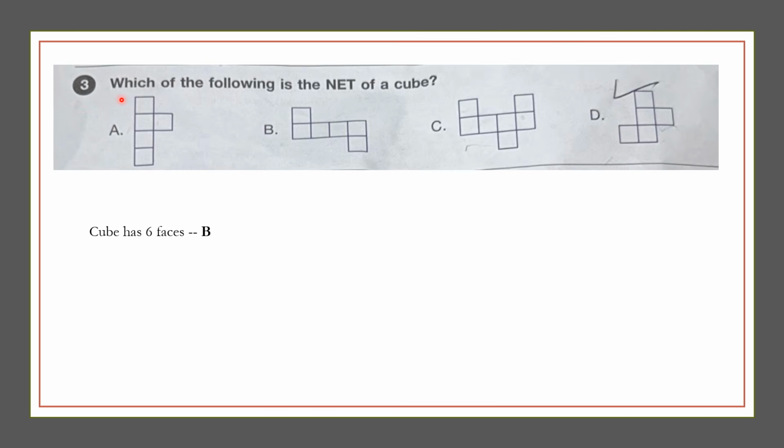Question number 3. Which of the following is the net of a cube? So we know that a cube has 6 faces. So let's count: 1, 2, 3, 4, 5. So this cannot be our answer. Here 1, 2, 3, 4, 5, 6. This is a valid option. Let's see here: 1, 2, 3, 4, 5, 6, 7. And here 1, 2, 3, 4, 5. So only B can be the net of a cube. So our answer is option B.